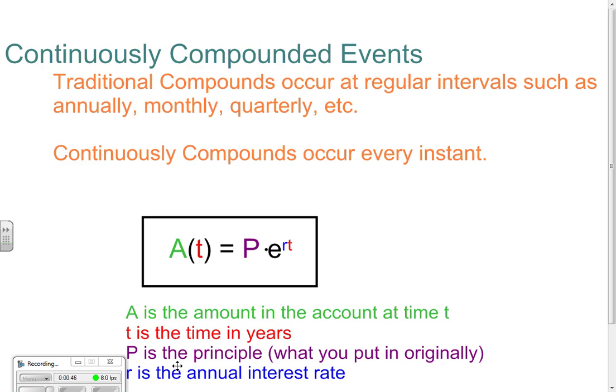Continuously compounded events are exponential functions whose base is e, and they're found a little differently because continuously compounded events occur every instant, and you build interest on interest, not just your principal. So the formula for this, I always remember it saying PERT, that's the principal times e raised to the RT power. Big A is the amount of the account at whatever time you're dealing with, which is what we're used to, and T is the time in years. P is the principal. In the section before, we called that a lowercase a, but it's the same idea. And R is still the annual interest rate.